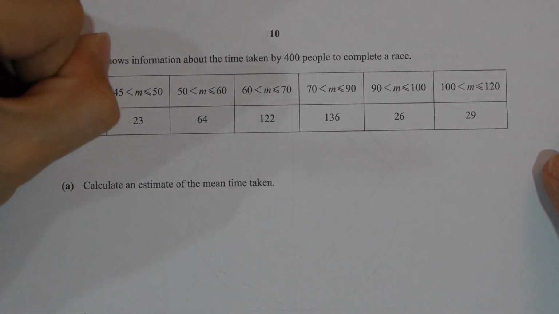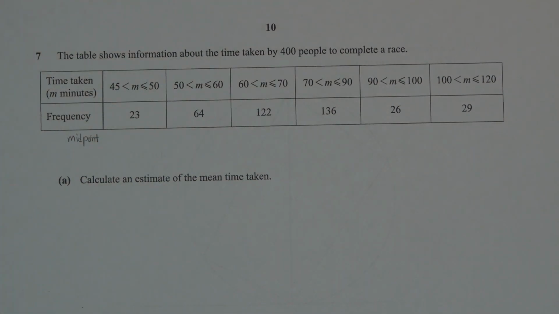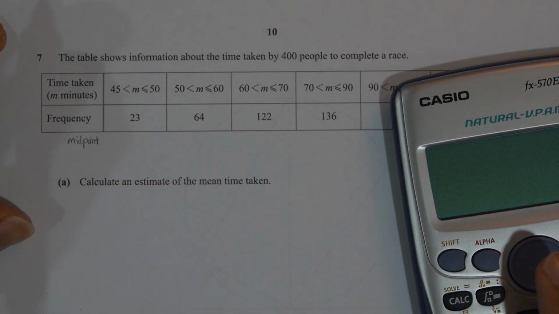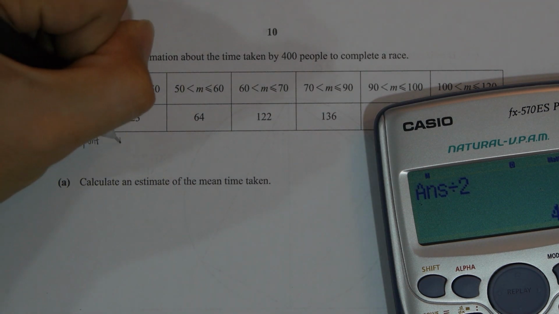For question 7, the first thing you need to do is calculate the midpoint, then multiply the midpoint by the respective frequency, find the total, and divide by 400 people, which was given by the question, to calculate the mean.